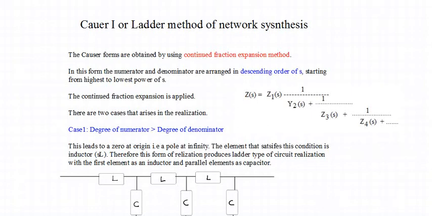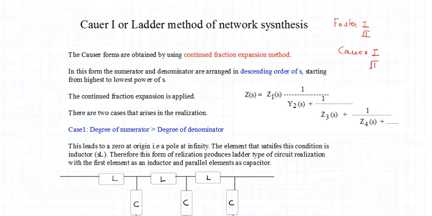With the understanding of identifying whether the function belongs to RL, RC or LC, let's continue the discussion further with the methods of doing the synthesis. So there are four methods, as discussed at the start, to do the network synthesis. What are the four techniques? The methods are Foster 1, Foster 2, Cauer 1 and Cauer 2 methods.